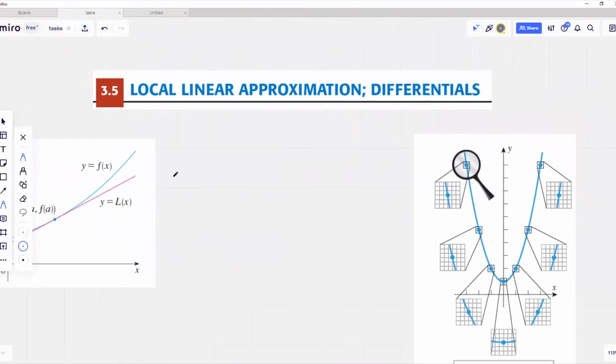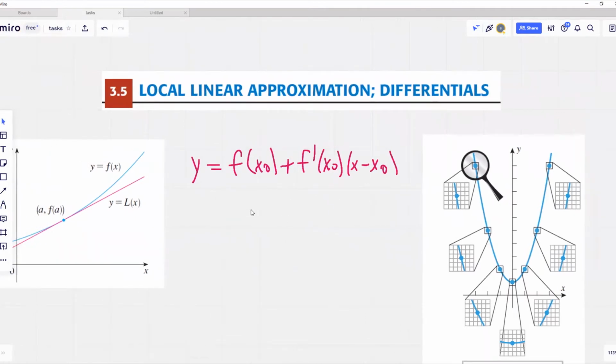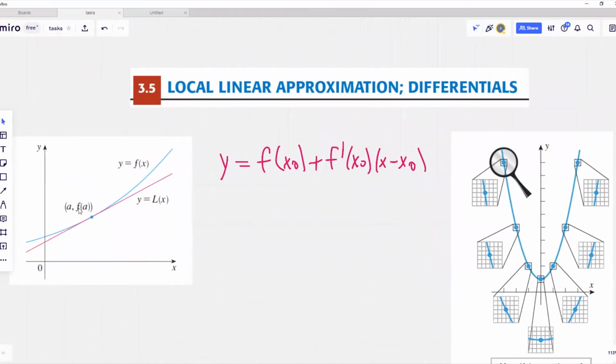Now, recalling the equation of a tangent line to a graph at point x0, which is equal to f at x0 plus the derivative of the function at x0 times (x minus x0). This is the equation of the tangent line to the graph of f of x at point x0.